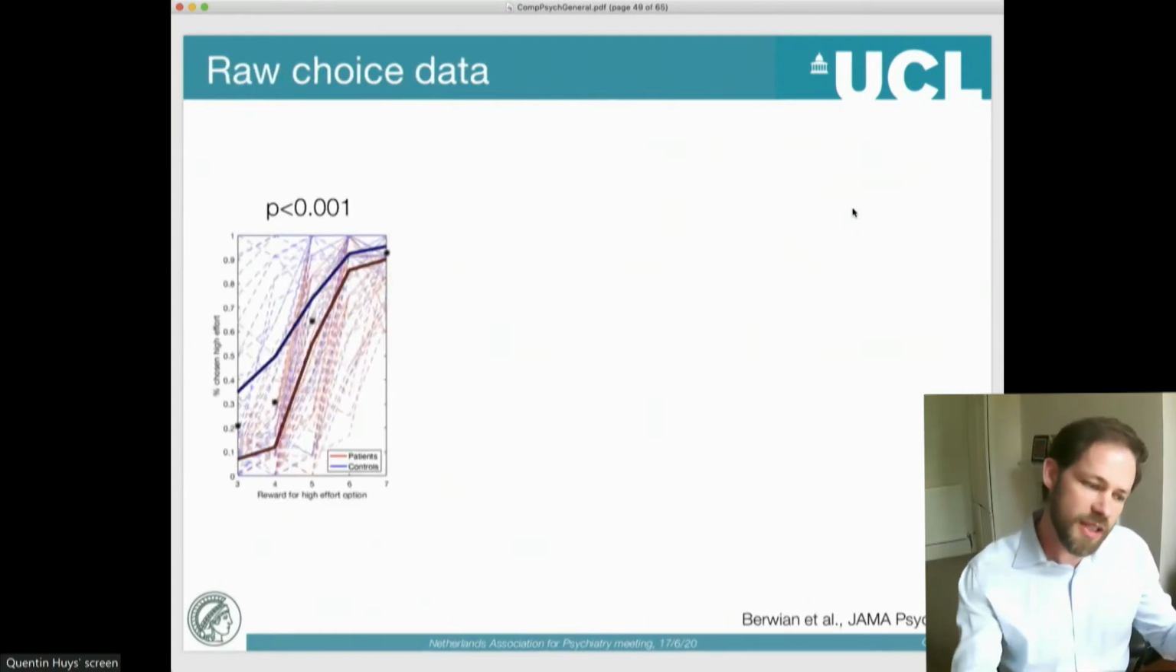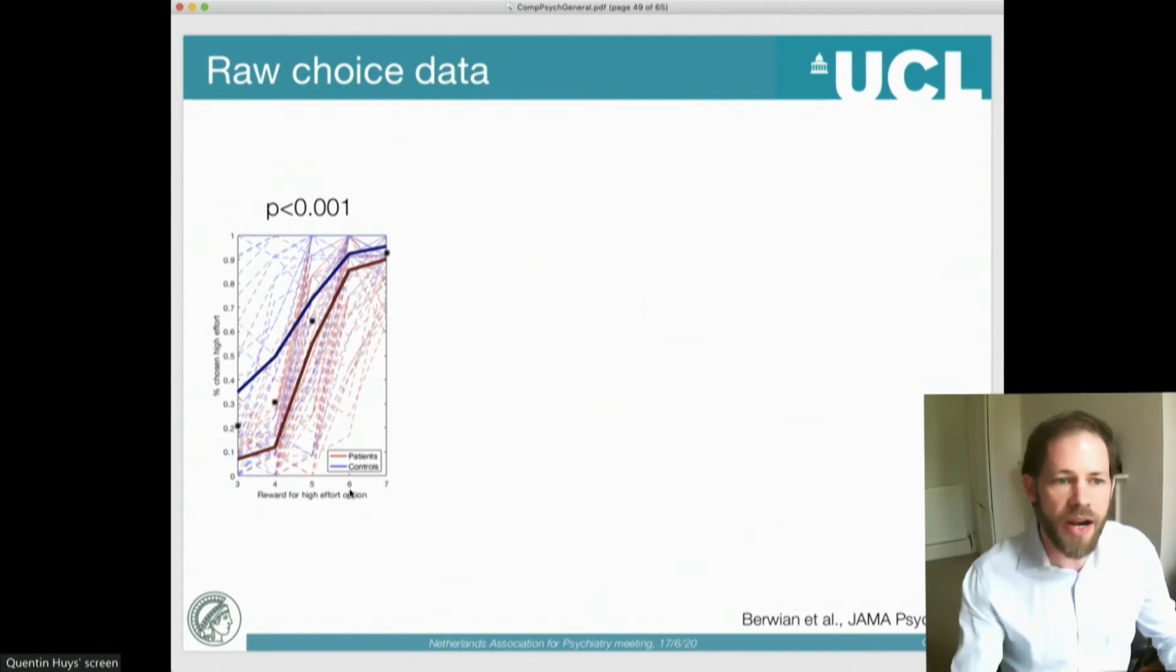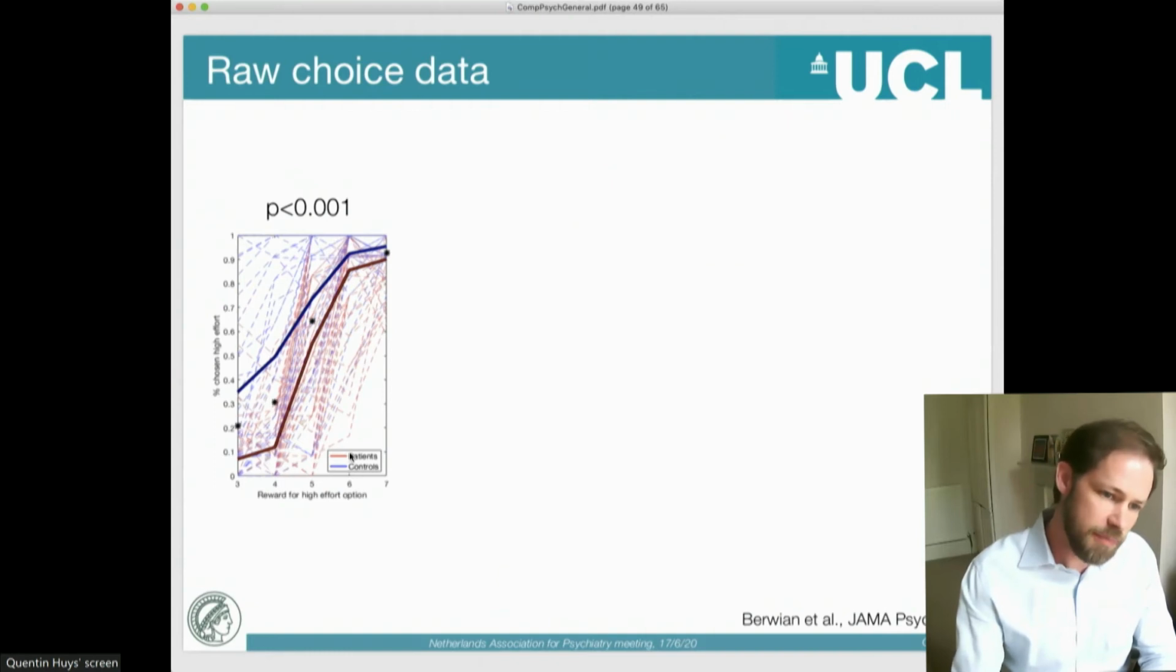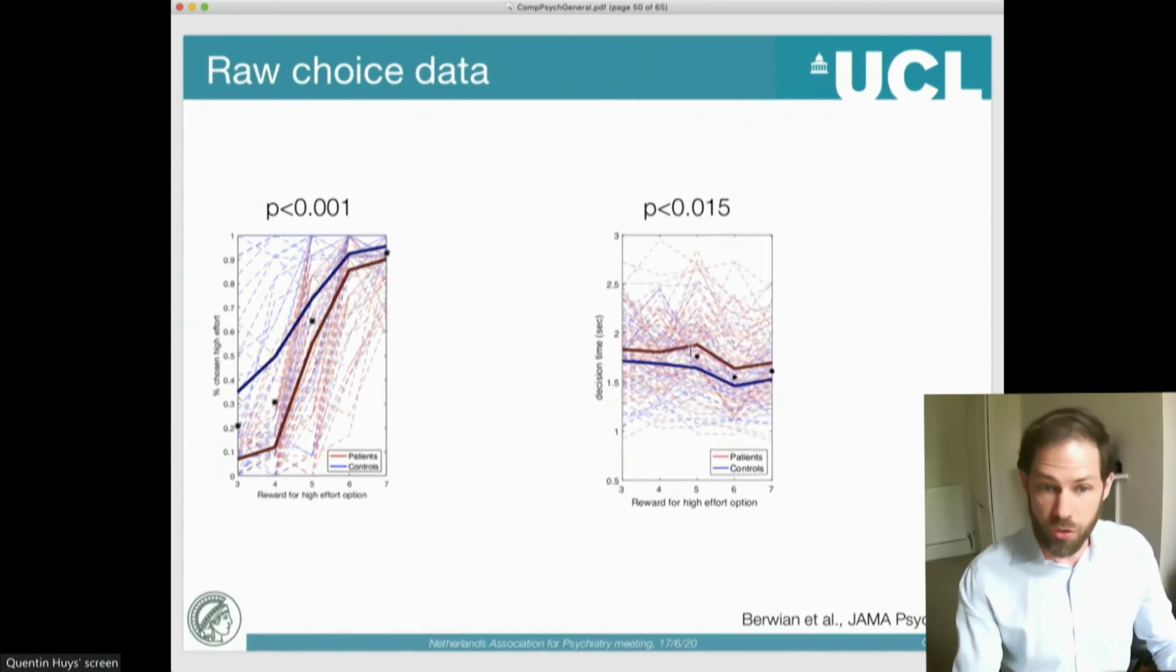And so when we look at the behavior here, this shows four different rewards for the high effort option. How likely are you to choose this high effort option? And we see that patients do choose the high effort options more when it's more rewarding, but they do so less than the healthy controls, particularly when you don't offer much reward. Furthermore, the patients here in red take longer than the controls.